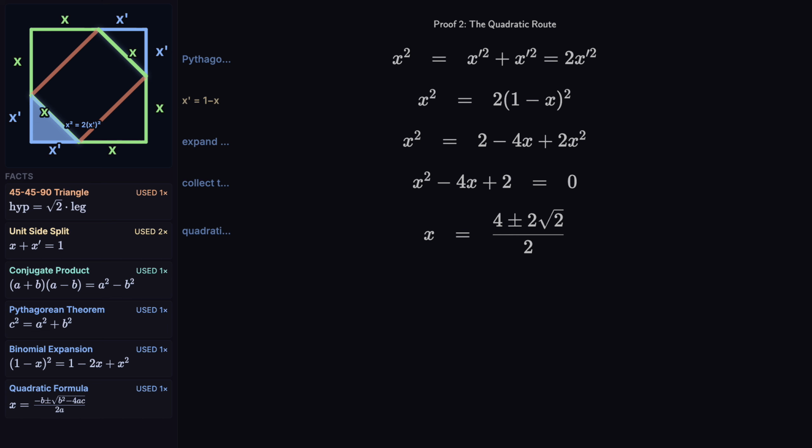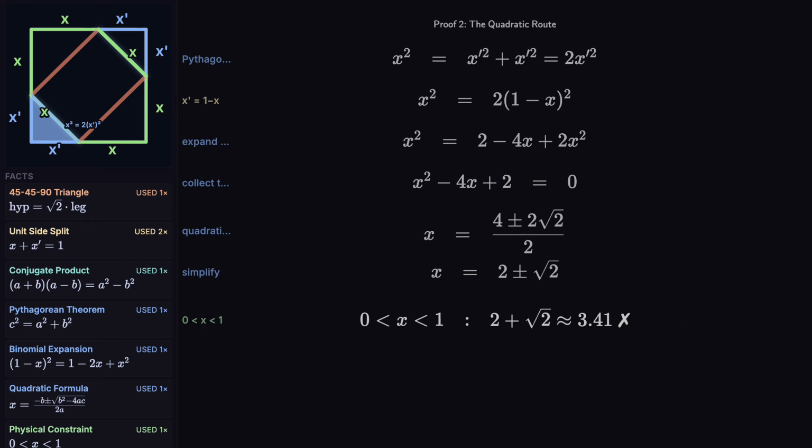Root 8 simplifies to 2 root 2. So x equals 4 plus or minus 2 root 2, all divided by 2. That simplifies to 2 plus or minus root 2. We have two roots. Now comes the physical reasoning.